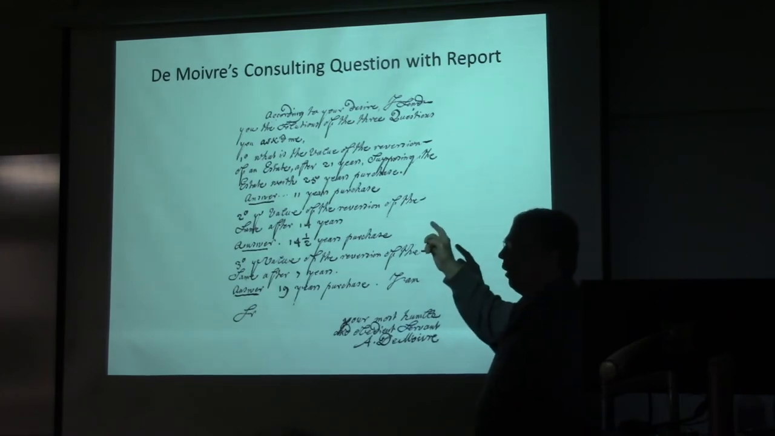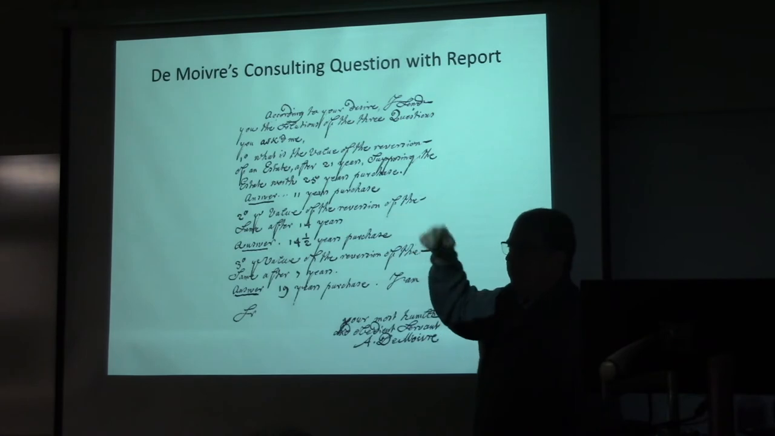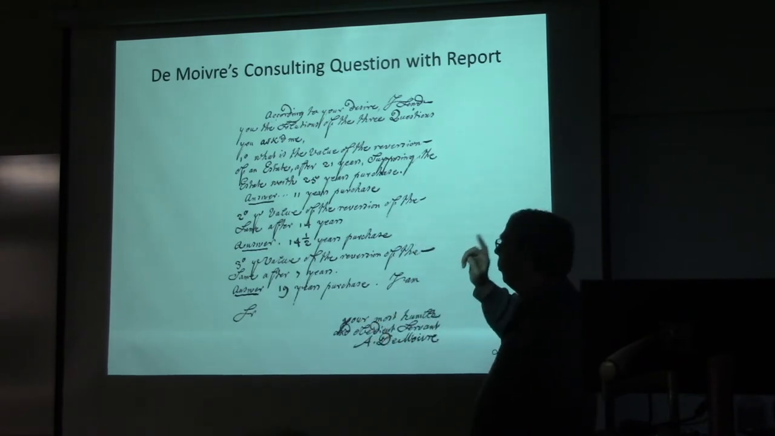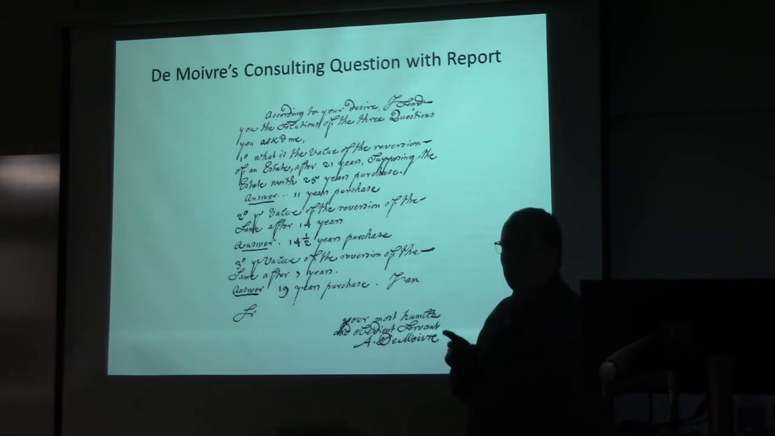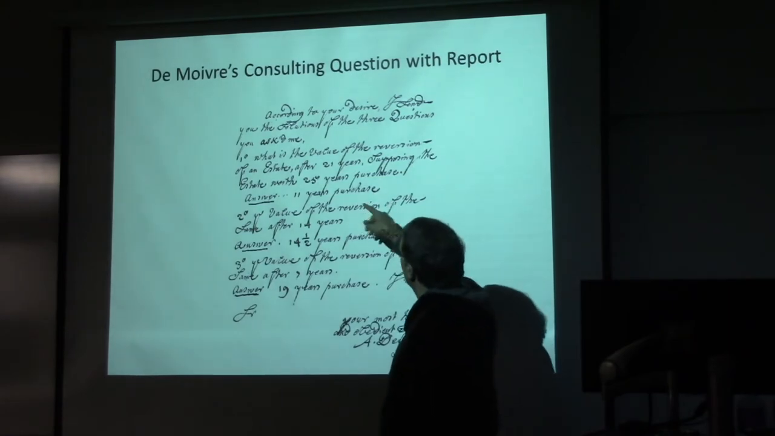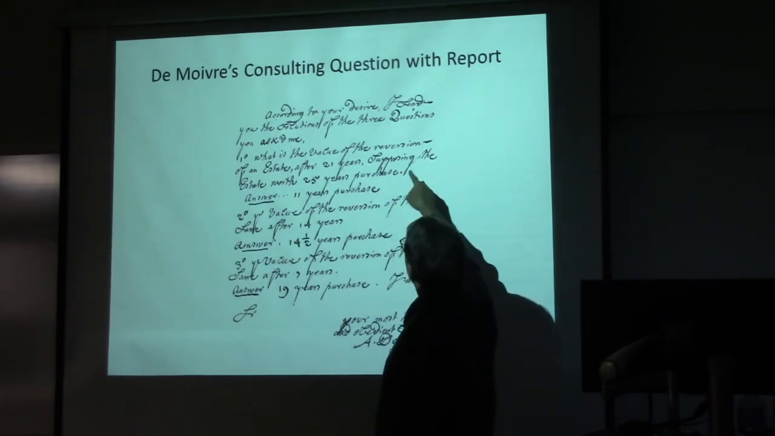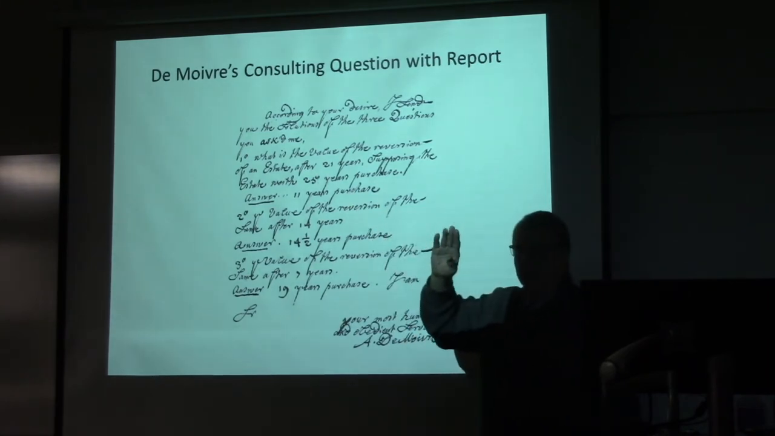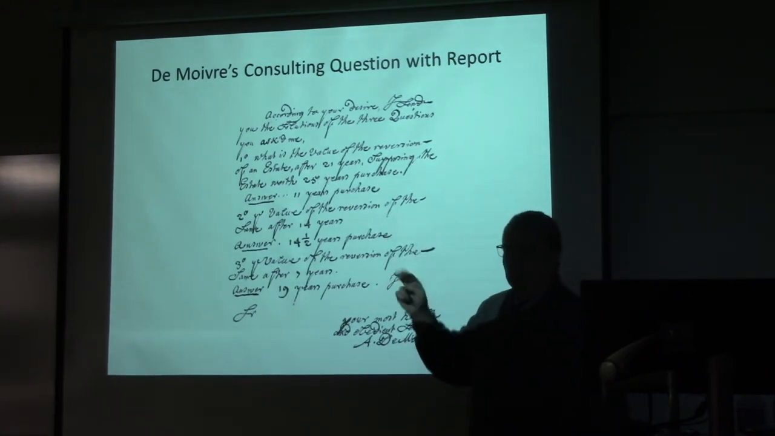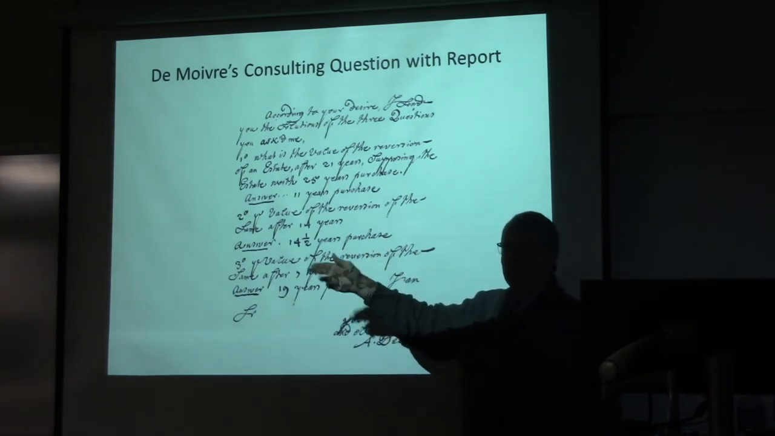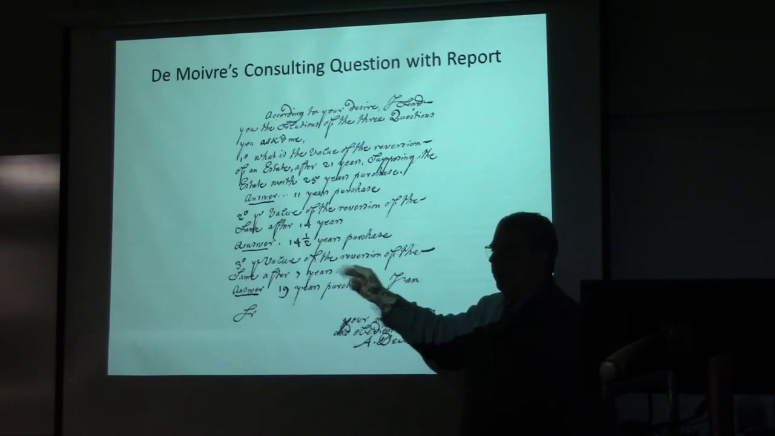25 years purchase also means 1 over 25, 4% interest. And so you're getting a perpetuity at 4% interest. So what's it worth after 21 years? So you're purchasing this perpetuity 21 years in the future. So after 21 years, you will get this estate paying £1 a year.